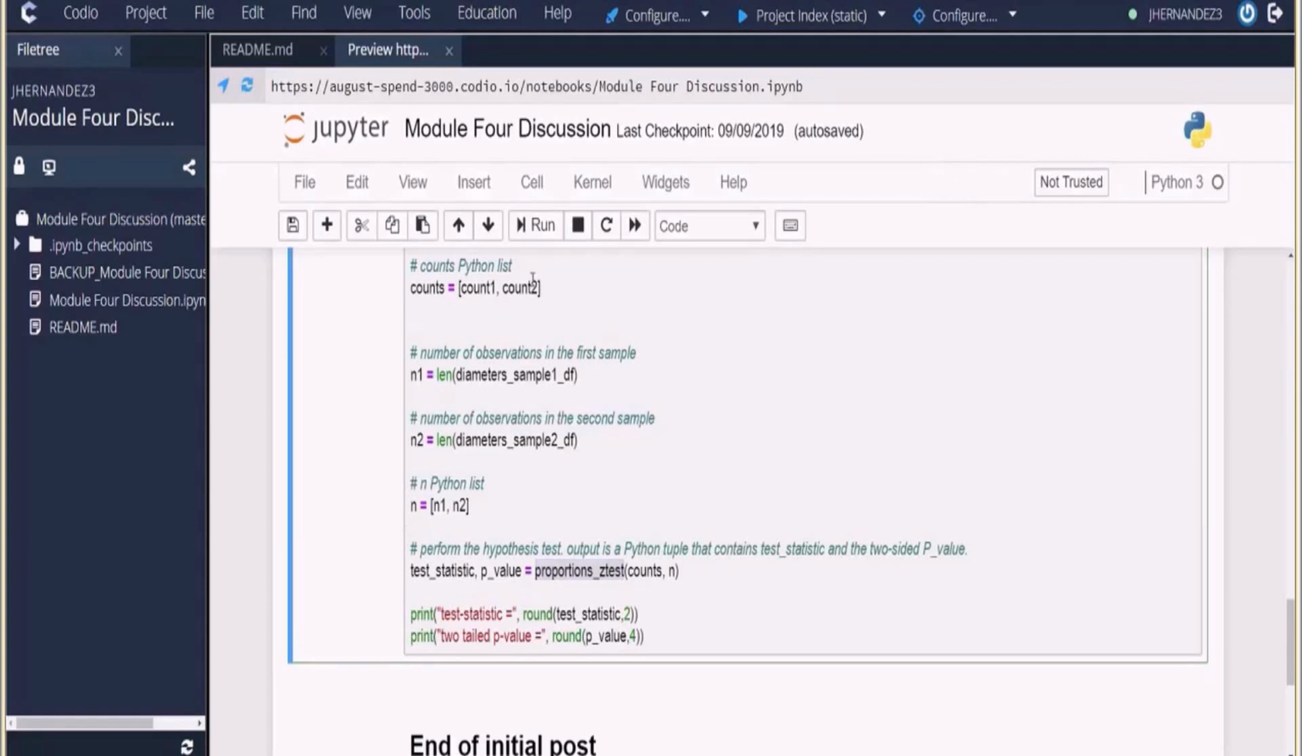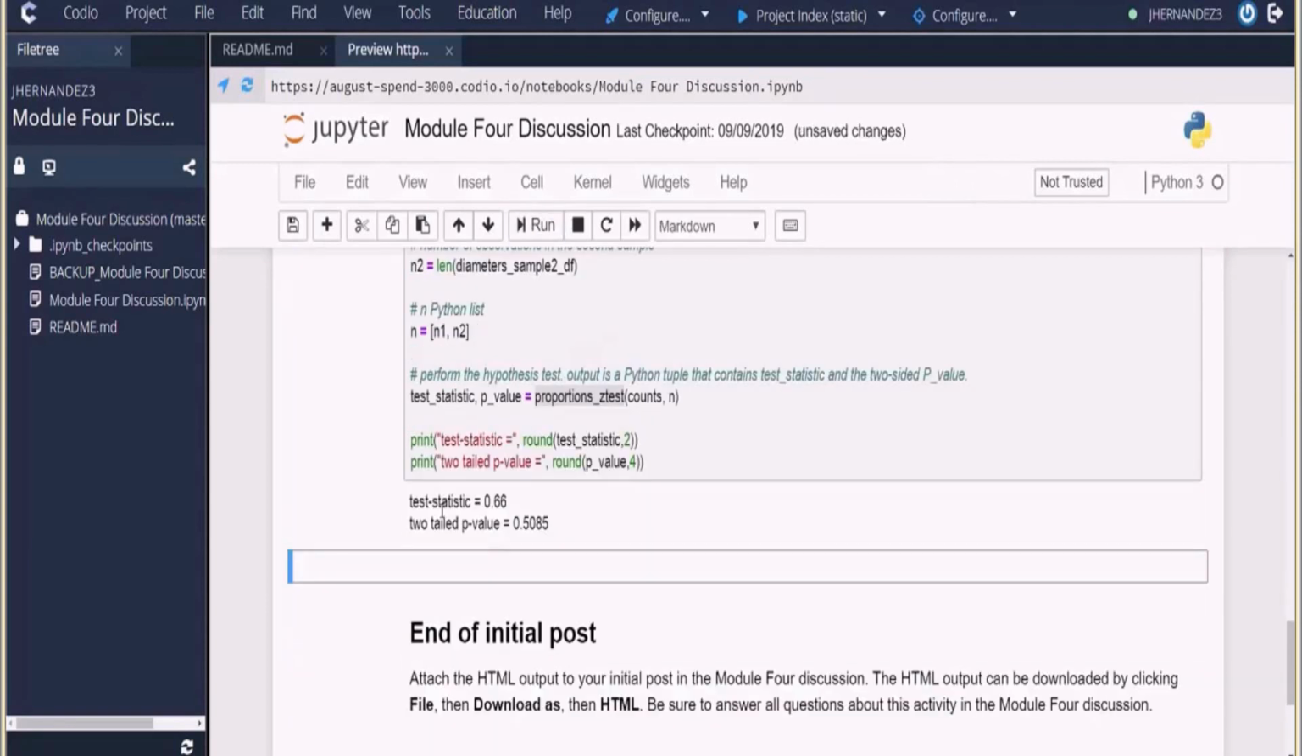So let's run this. You'll see that this is the test statistic, this is the 2-tailed p-value. Just like Professor Wan said, we had set our alternative hypothesis as 2-tailed. So we will use this p-value, we will not divide it by 2, and we will compare this with alpha 0.05. Clearly this is much greater than alpha 0.05, hence we will be unable to reject the null hypothesis.